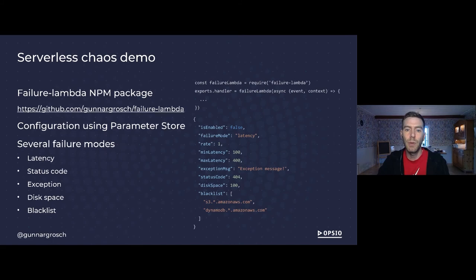And we'll be using the failure Lambda NPM package for our experiments. It works by wrapping the Lambda function handler, and then we do configuration through parameters. We have a few failure modes to choose from, for example, latency, exception injection, and blacklisting.